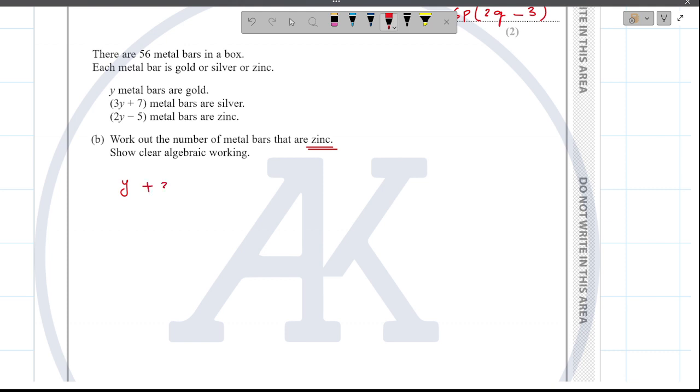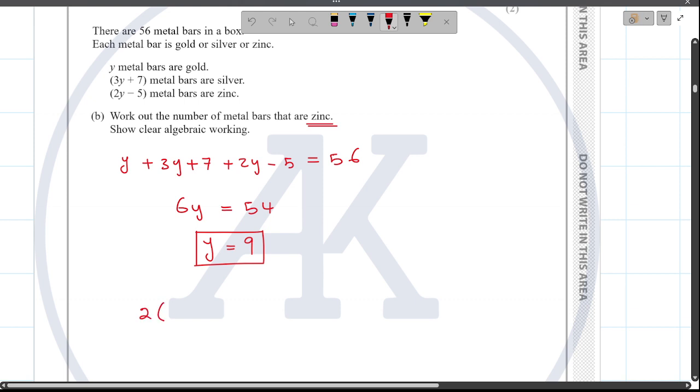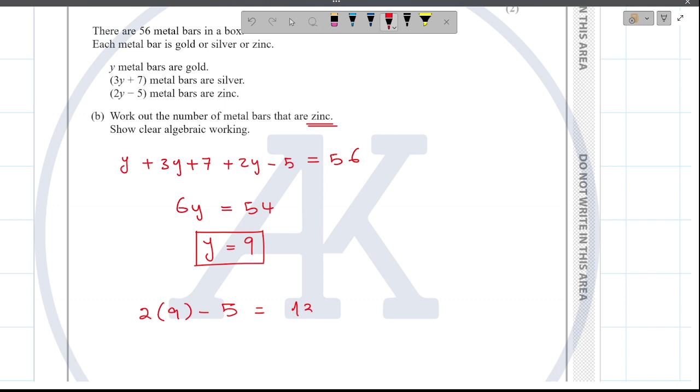So we have y plus 3y plus 7 plus 2y minus 5 equals 56. So 6y plus 2, on the other side it will be 54. So y will be equal to 54 divided by 6, which is equal to 9. Then we need to get the zinc, so it's 2 multiplied by 9 minus 5, which is equal to 13.